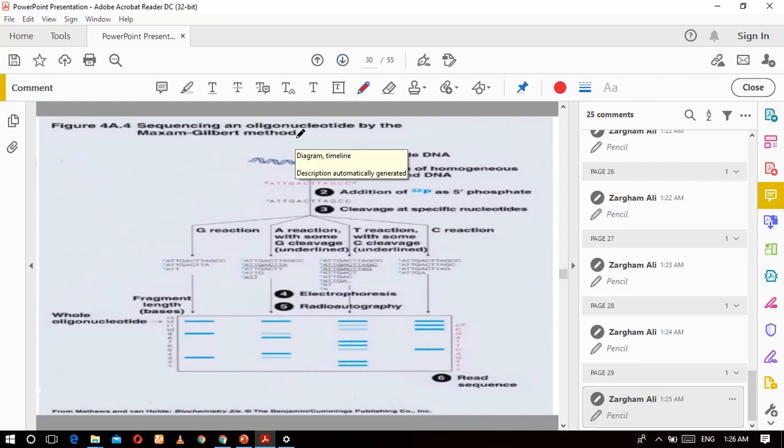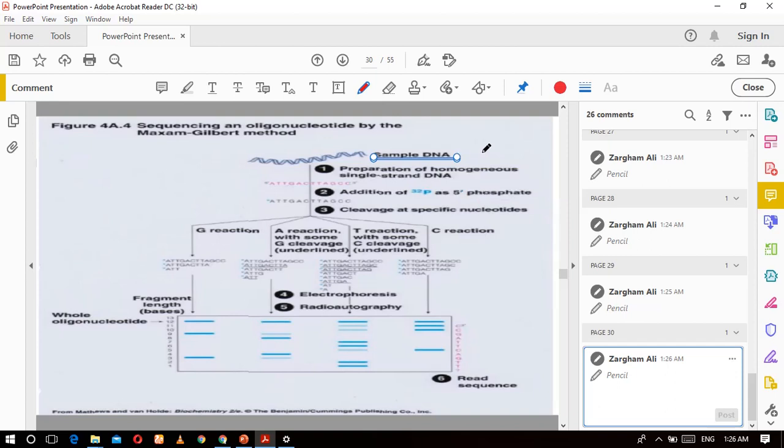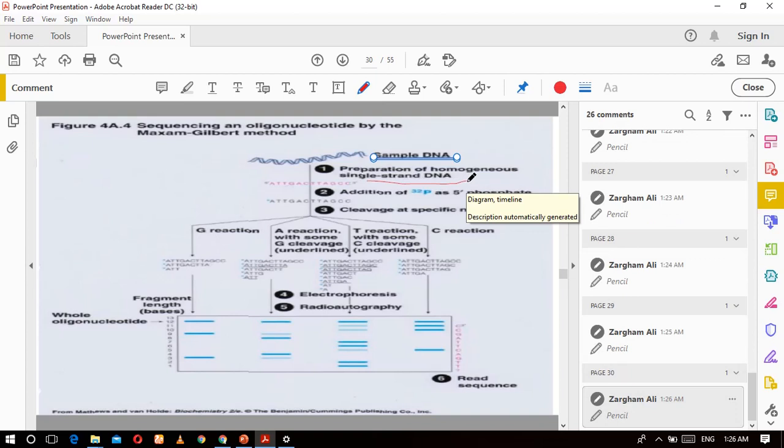Okay, this is an illustration or diagram of the Maxam-Gilbert method. First of all, we have a sample DNA, which is double stranded. Then we make it single stranded DNA and make it homogeneous. After this, we add P32 radioactive isotope as a 5' phosphate and cleave at specific sites.